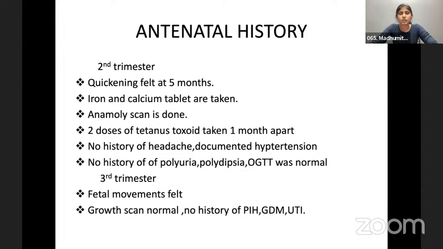Second trimester, quickening is felt at 5th month. Iron and calcium tablets are taken. Anomaly scan is done. 2 doses of tetanus toxoid taken 1 month apart. No history of headache, documented hypertension, no history of polyuria, polydipsia, oral glucose tolerance test was normal.